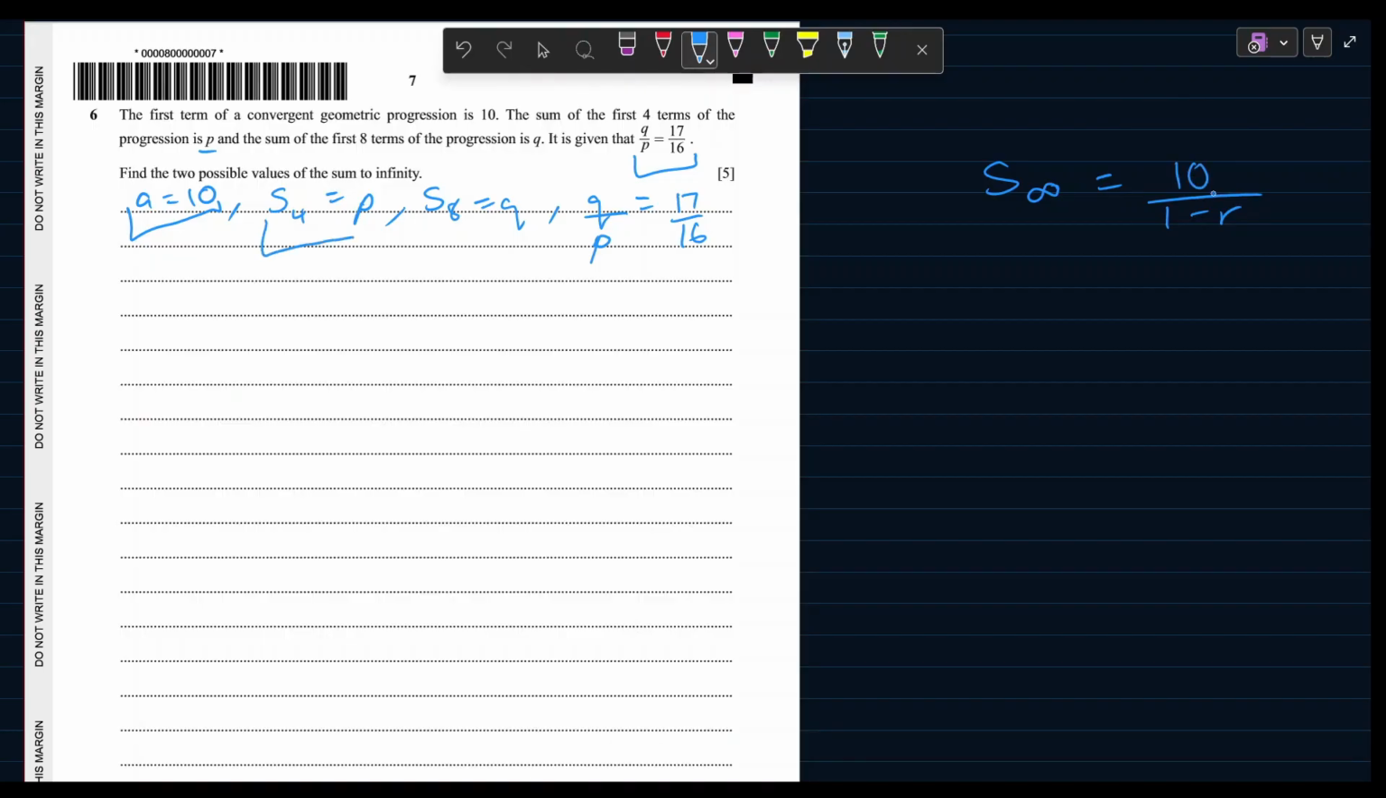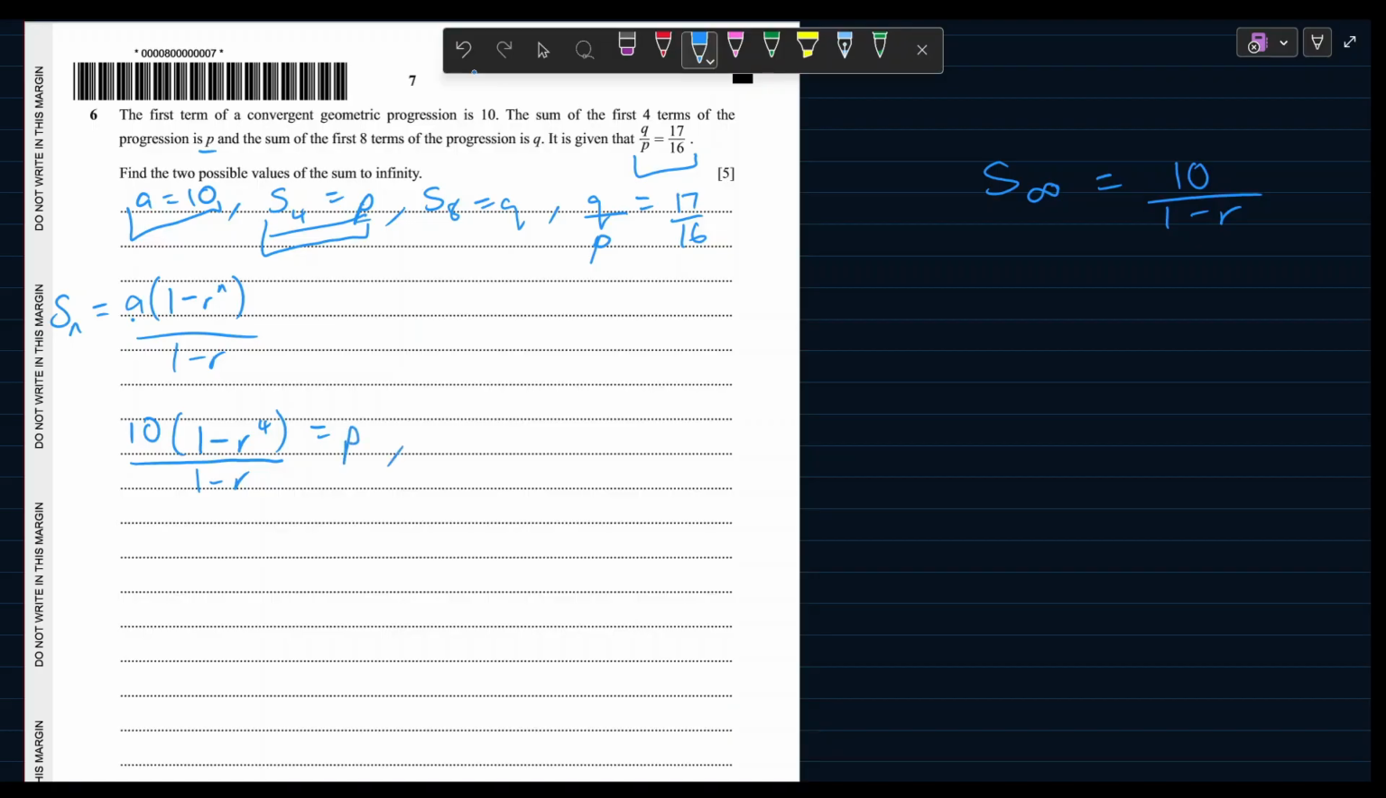So we're told that the sum of the first 4 terms is equal to P. Using the formula for sum of first n terms, that's going to be A times 1 minus R to the n over 1 minus R. Okay, so this is the formula for sum of first n terms. So let's substitute it for sum of first 4 terms. So sum of first 4 terms is going to be A, which is 10, multiplied by 1 minus R to the power 4 over 1 minus R, and this is equal to P.